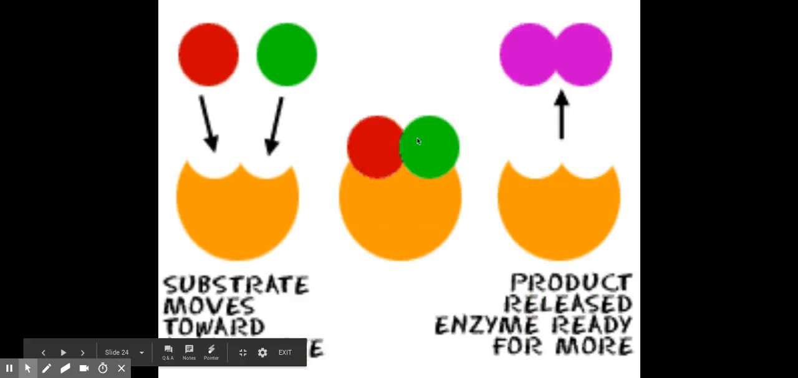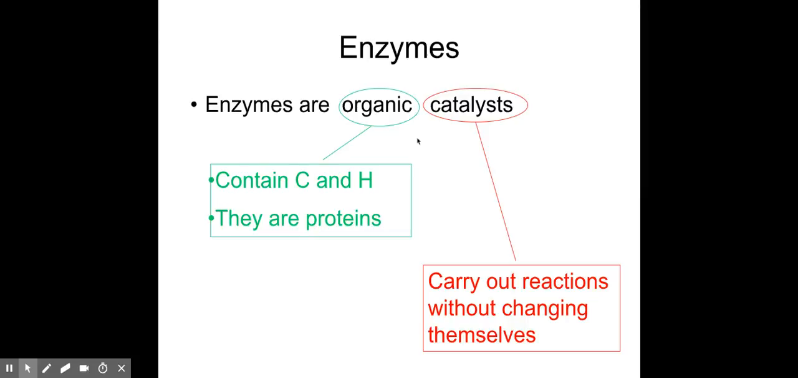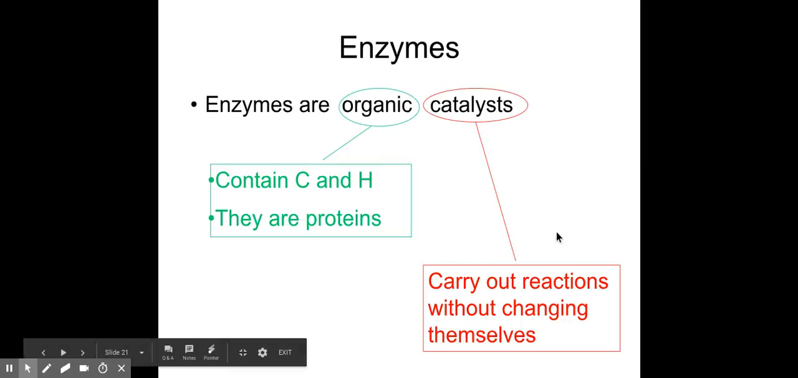All right, guys. So just want to get you set up with enzymes. And we already talked a little bit about enzymes. We talked about how they are organic catalysts. The term organic meaning that they have both carbon and hydrogen. They're organic molecules. They're actually proteins. And catalysts meaning that they carry out reactions without changing themselves.